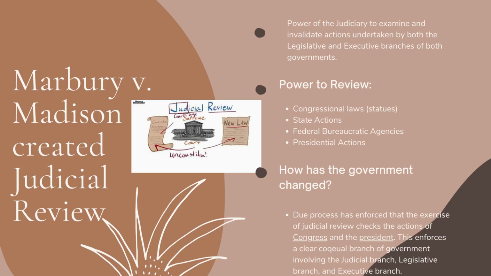So, how has the government changed from then to now? The most major thing in this case is that it created judicial review, which enforced co-equal branches of the government, including legislative, executive, and judicial. It also makes sure that there are no laws or decisions being passed that are unconstitutional. And they have the power to review laws and statutes coming from congressional laws, state actions, the federal bureaucratic agencies, and even presidential actions.